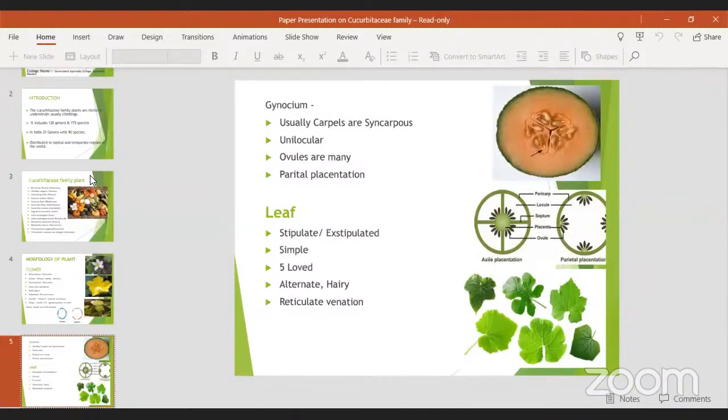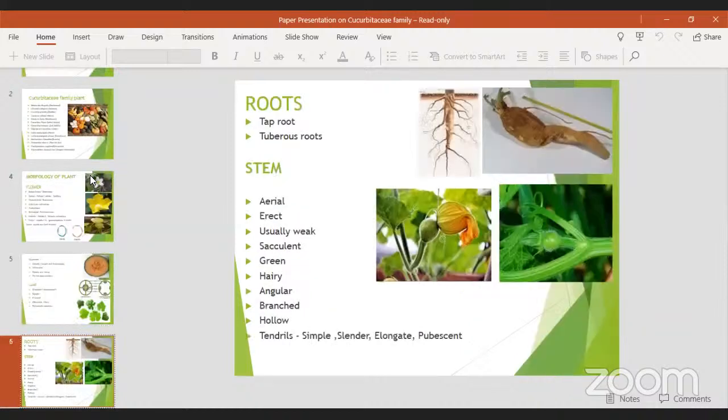Then the leaves of these family plants are stipulate or exstipulate, simple, 5-lobed, alternate, hairy, with reticulate venation. The roots are tap roots or tuberous roots. Stems are aerial, erect, usually weak, succulent, green, hairy, angular, branched, hollow, with tendrils. The tendrils are simple, slender, elongated, and pubescent.